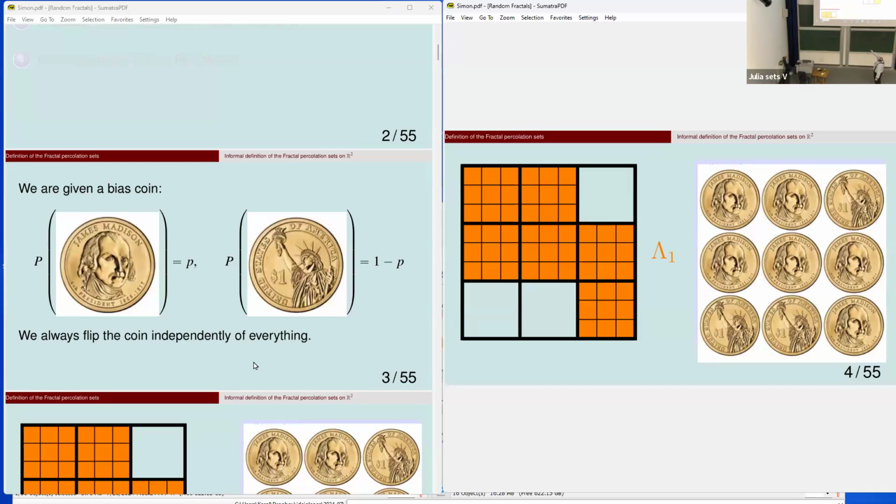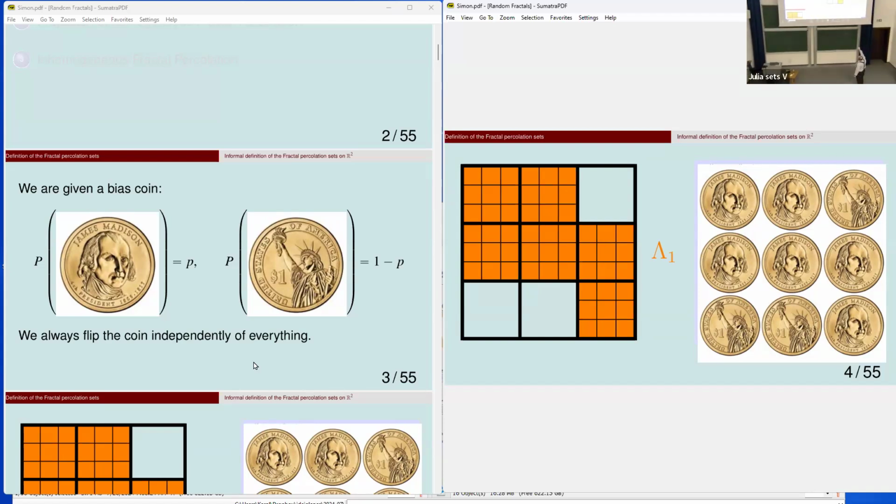When you see the face of James Madison, it means that we retain those squares. And when the coin tossing results in the Statue of Liberty, it means that we are at liberty not to work any longer on those places, and these places will be empty forever. So you see the face appeared in this position. The first approximation of our random Cantor set, Lambda 1, is the union of these orange squares, and then we repeat the same construction forever.